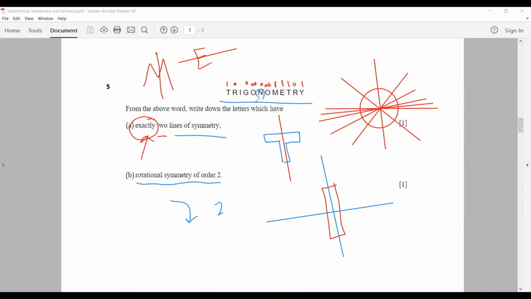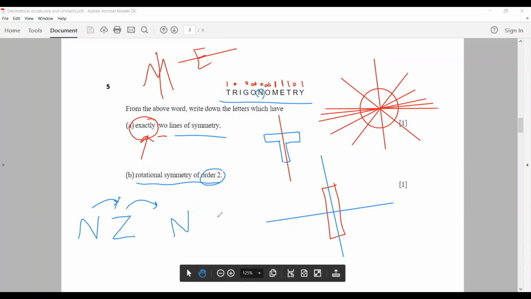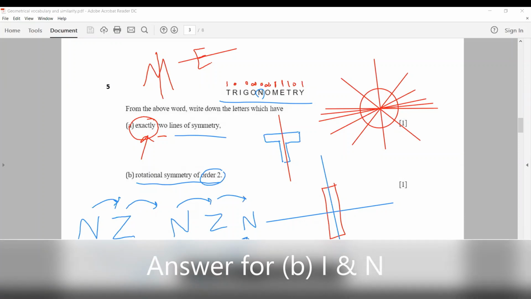Well, N is a little bit tricky. If you rotate it 90 degrees, you get Z. And if you rotate it 90 degrees again, what does that give us? You get N again. So N has rotational symmetry of order 2, because after 180 degrees you get N itself. Again, after 180 degrees, you get N again.